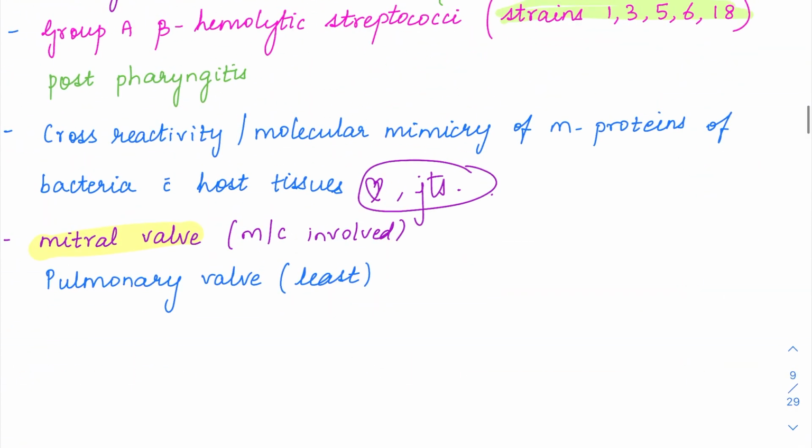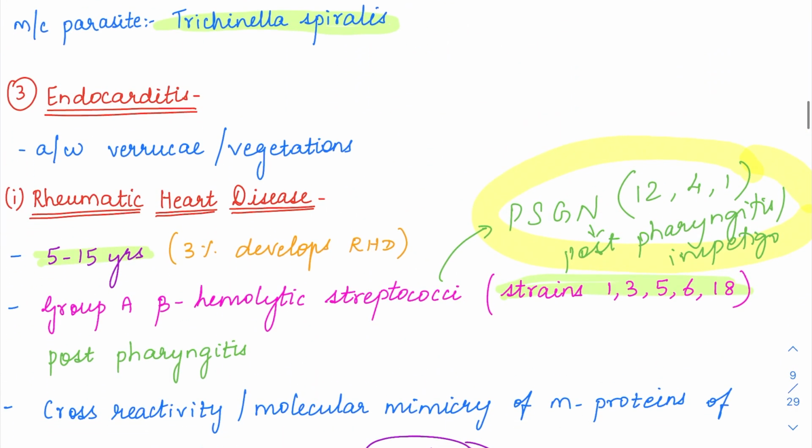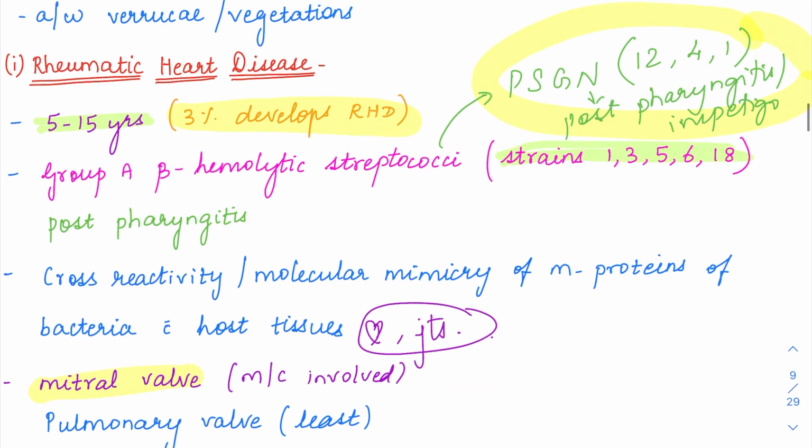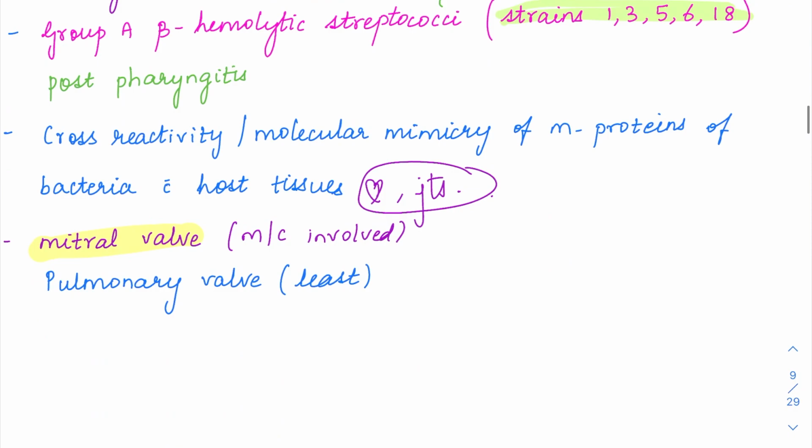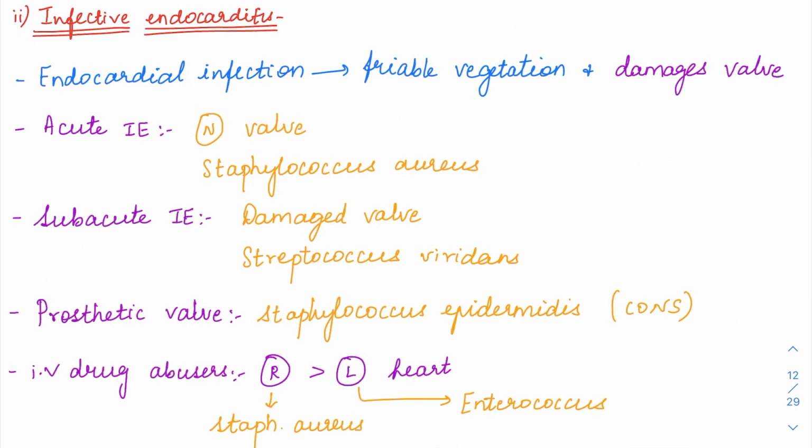Not all kids develop RHD, right? Only 3% of the kids are known to develop RHD, and some other factors also come into play. The main pathogenesis of RHD is going to be molecular mimicry. So next we'll see about infective endocarditis.